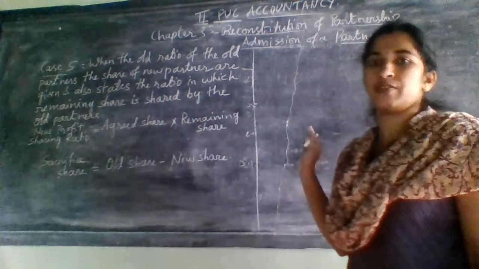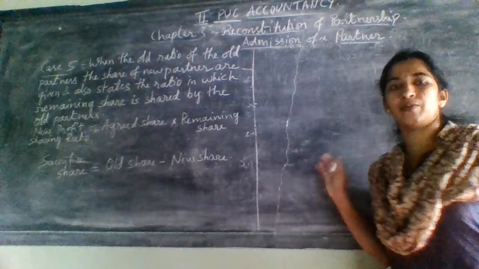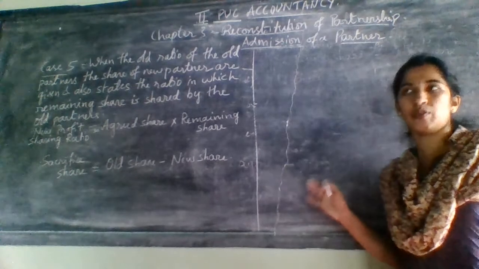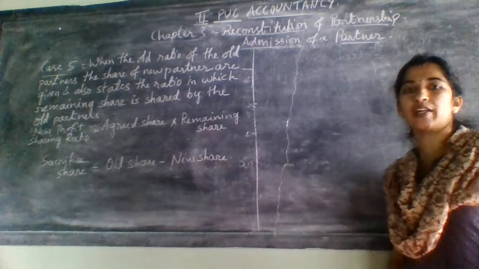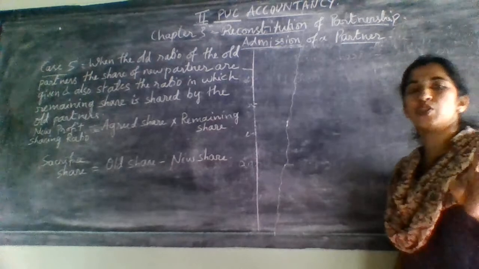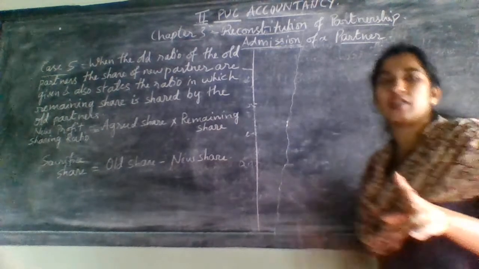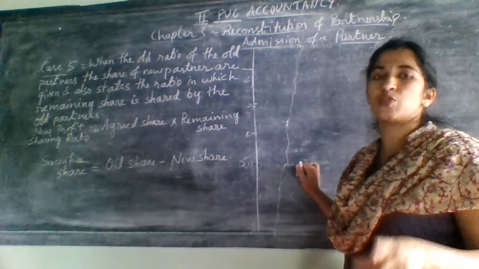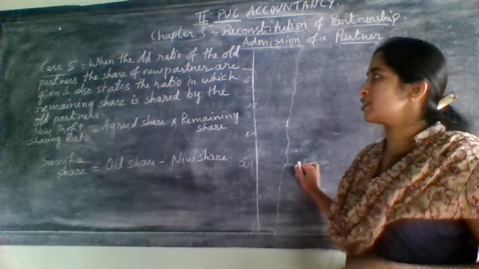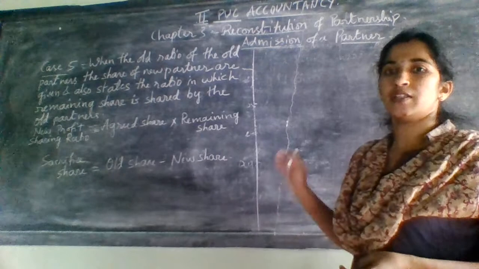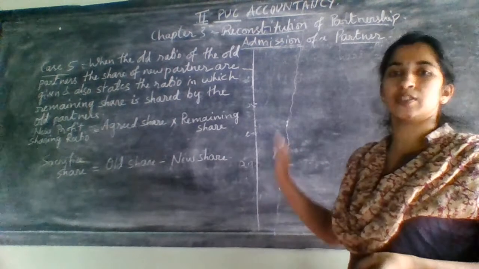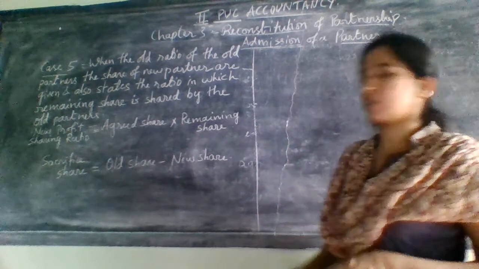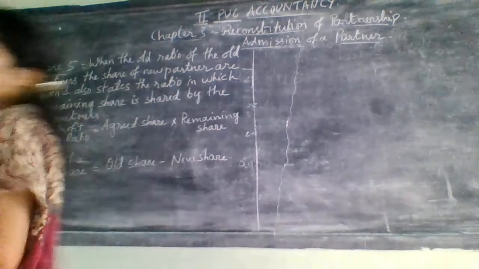This is the fifth case. Already I taught you four methods of calculating sacrifice ratio. In those four methods, for the first two they will not ask for 6 marks. For the next two they will ask for 6 marks, and this is one more method. Compared to those two, this has a bit more procedure to find out the sacrifice ratio.